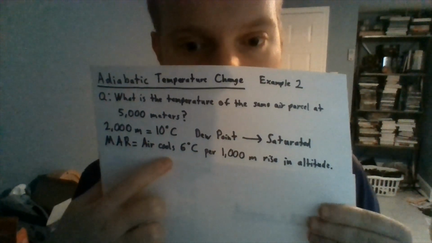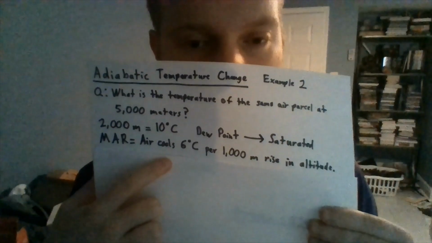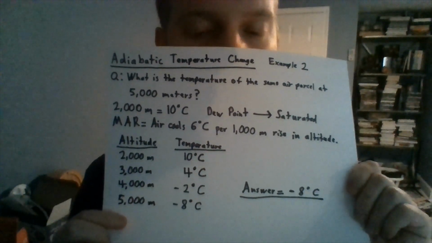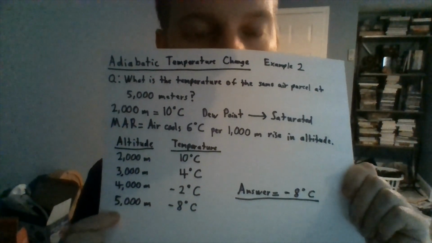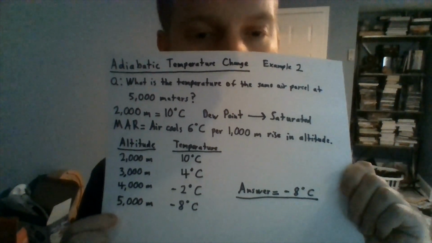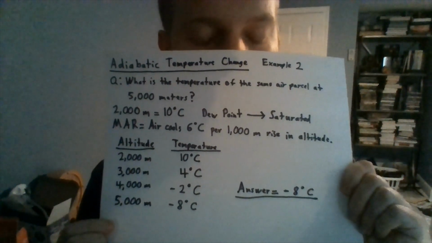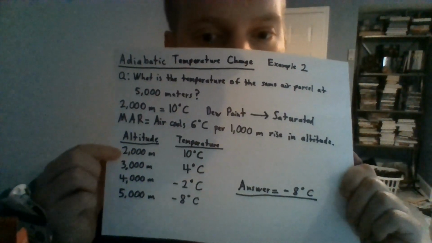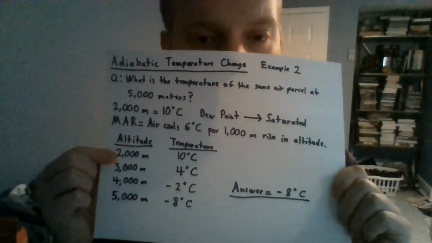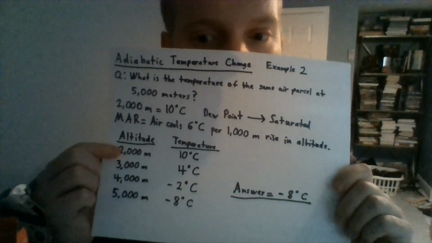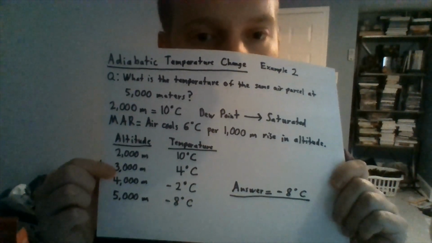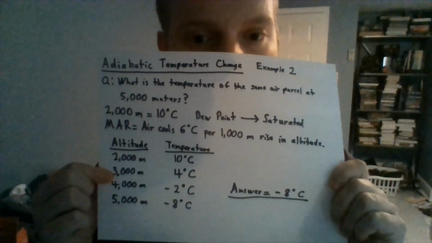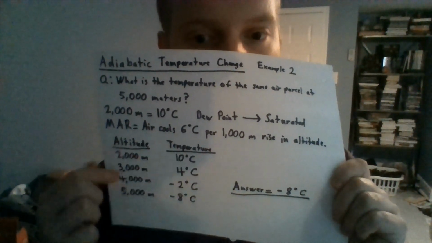So again, our question here, we're trying to find what is the temperature of the air parcel when it reaches 5,000 meters in altitude. So we start at our base point of 2,000 meters. The air parcel is at 10 degrees Celsius. So to go up to 3,000 meters, we know that based on our moist adiabatic rate, that air is going to cool down by 6 degrees. So we subtract 6 degrees from 10 to get 4 degrees at 3,000 meters.